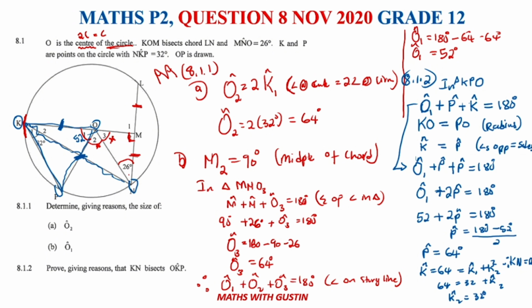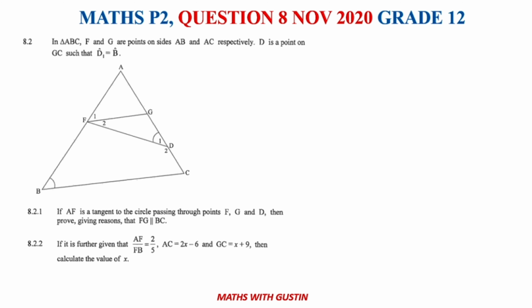Now let's move on to 8.2. All right, 8.2 says in a triangle ABC, F and G are points on sides AB and AC respectively. Okay, let's look at it. A, B, C. Therefore, they said F and G are points on AB and AC respectively. F, there we go, FG, and we have it.